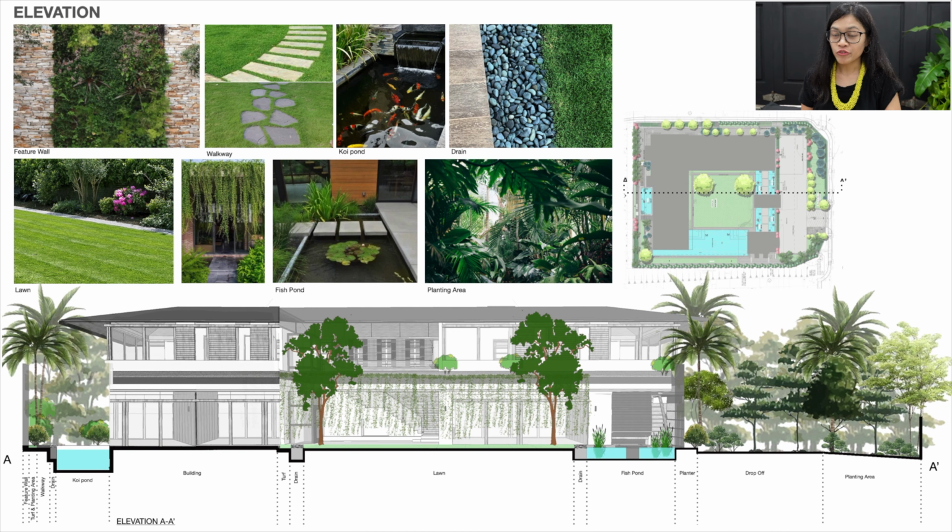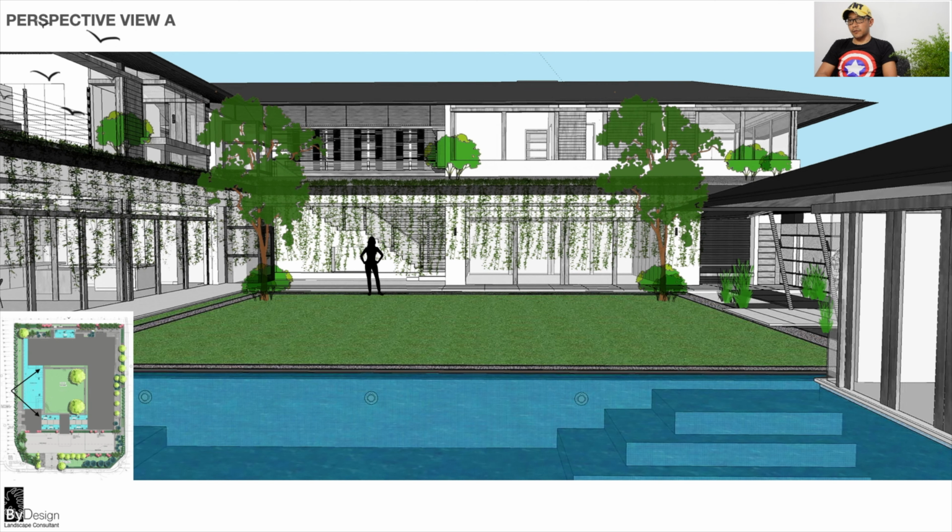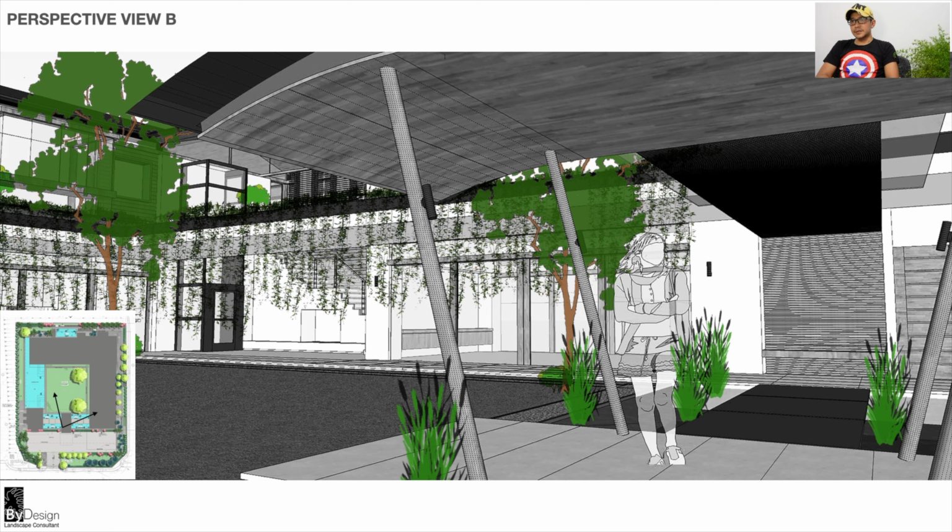This is an elevation drawing across the house from the back to the front area. It shows the different zones in the garden. We also add some images as reference for the client so they can understand our design. This is a perspective view from the swimming pool towards the courtyard and house building. This is a perspective view from the transition area, which has fish ponds and a floating bed.